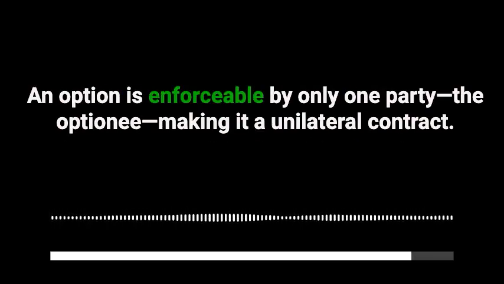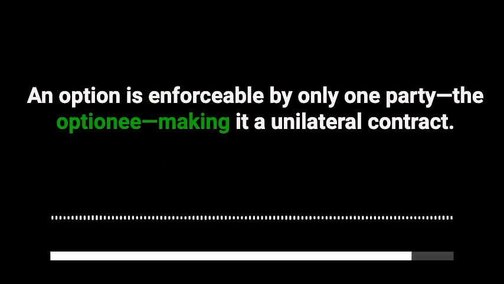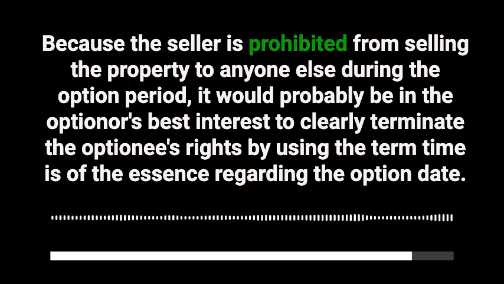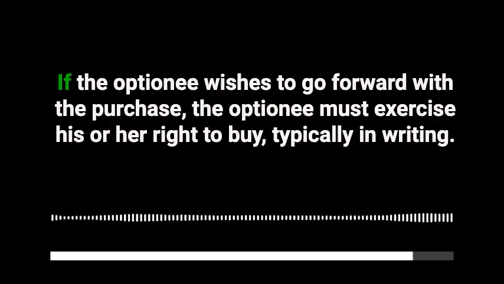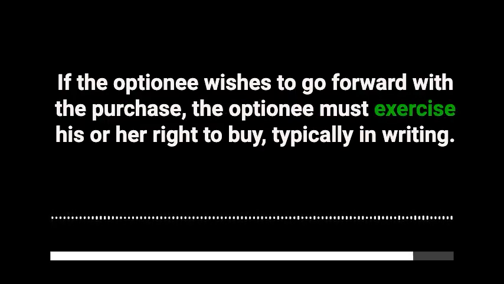An option is enforceable by only one party, the optionee, making it a unilateral contract. Because the seller is prohibited from selling the property to anyone else during the option period, it would probably be in the optioner's best interest to clearly terminate the optionee's rights by using the term time as of the essence regarding the option date. If the optionee wishes to go forward with the purchase, the optionee must exercise his or her right to buy, typically in writing.